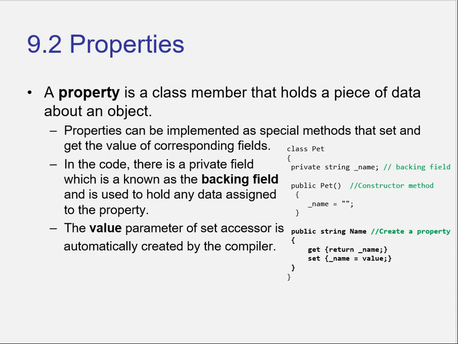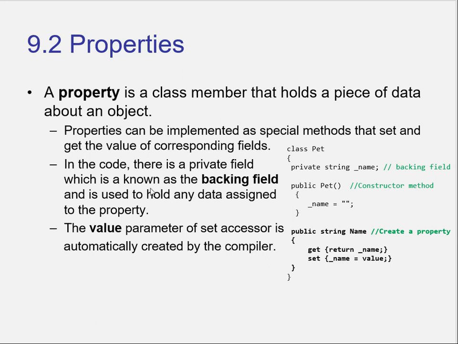So a property is a class member that holds a piece of data about an object. So again, it's a class member. It means it's another feature that the instance of this object can do. Properties can be implemented as a special method that they refer to as setting and getting the value of a corresponding field. We've used properties when we've looked at objects. When we click on an object or create an object, we can go over to the property window and we can get and we can set its value.